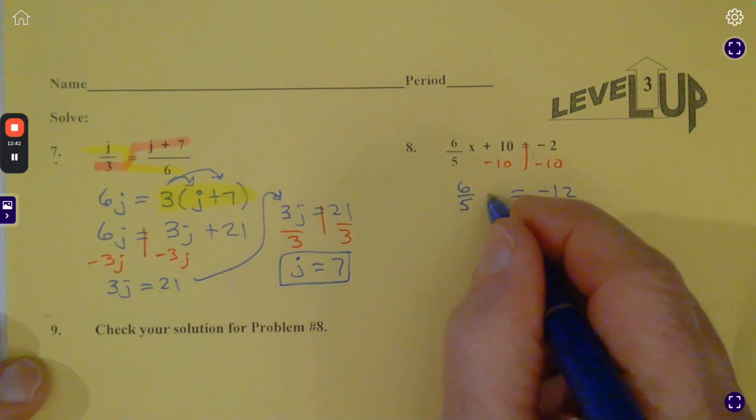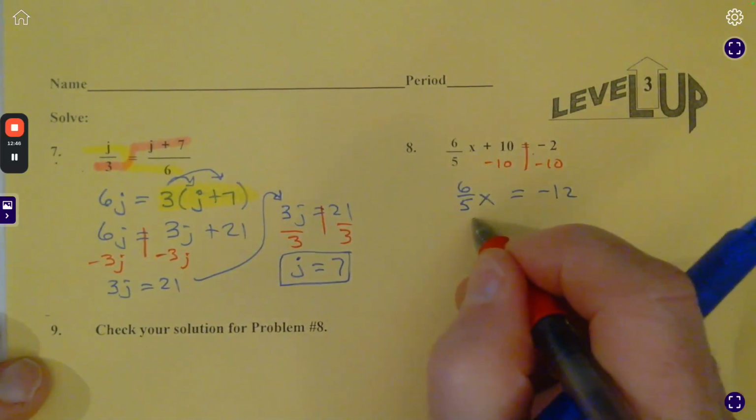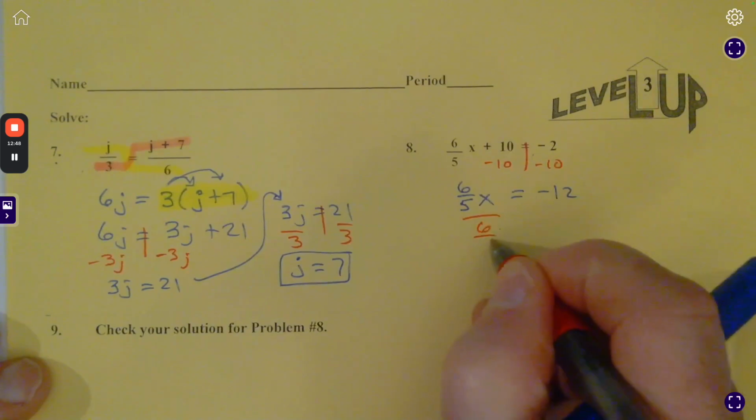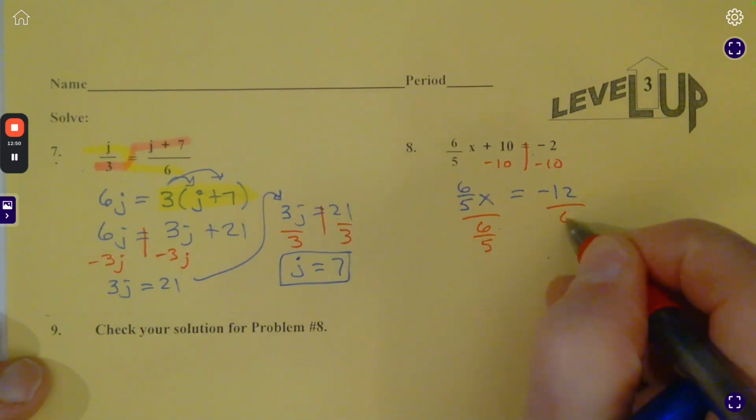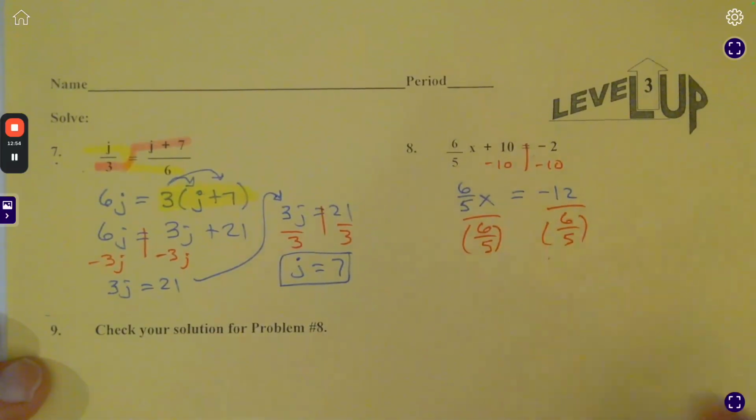Oh, don't forget your x. All right, now I'm going to divide both sides by 6 over 5. Some people might multiply by the reciprocal. That's fine. Both ways work. Notice when you divide by a fraction, though, you got to put that in parentheses. Really important. Otherwise, your calculator will get that wrong.